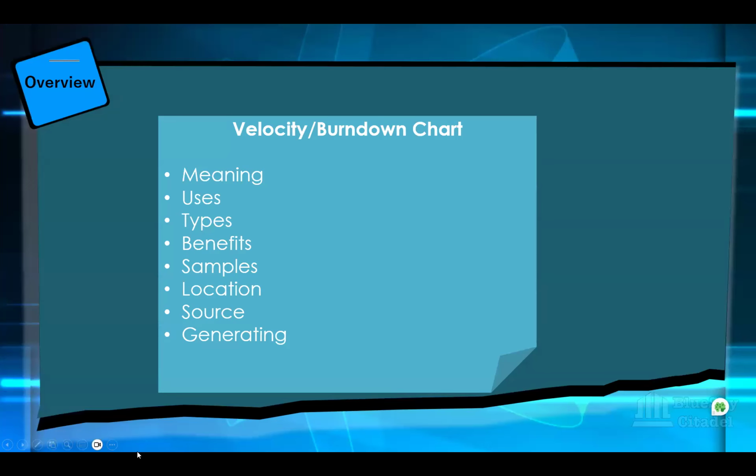Right, so we'll look at the meaning, we'll look at the uses. Why do you have to use them? What types do we have? We'll look at some of the benefits that we get from using those charts. We'll look at a few samples to have an understanding of what they are and their components. We'll look at their location on the Azure DevOps board, the source for them, and then we will do a bit of workshop to round up by going on your project board and trying to generate these two.